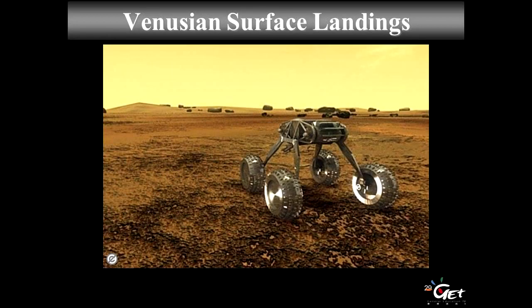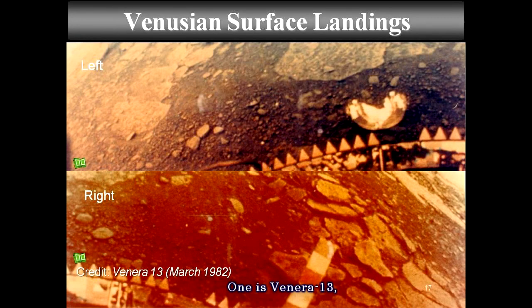Russians have sent a couple of probes that landed on the surface of Venus. One is Venera 13, that was sent in the early 80s. This is a robot that landed on the surface of Venus and did some study of its composition. That's mainly how we know the density of the planet. We can measure gravity.